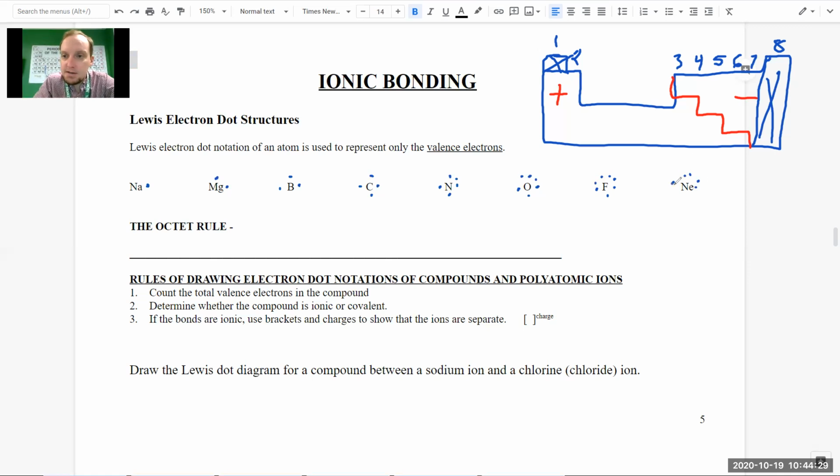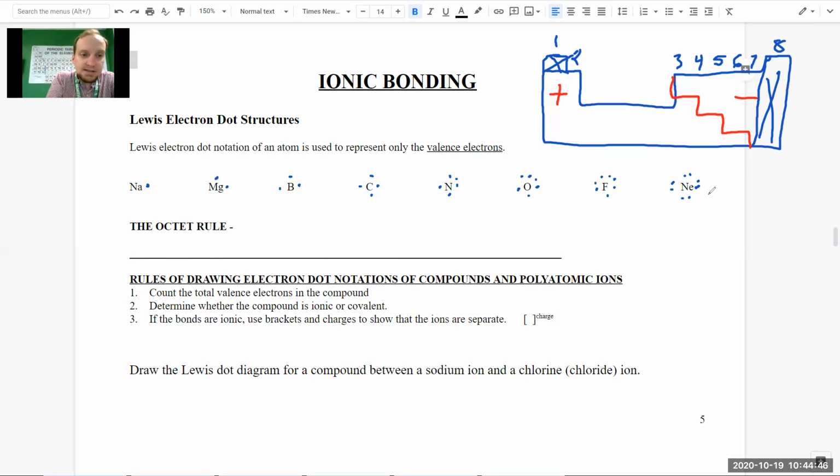And again, because it has the octet already, that's why it's not going to bond at all. So there you go. It's really quite simple. Again, it's all determined by where it's located on the periodic table. What group it's in will tell you how many valence electrons it has, and therefore the number of dots to put on that particular element.